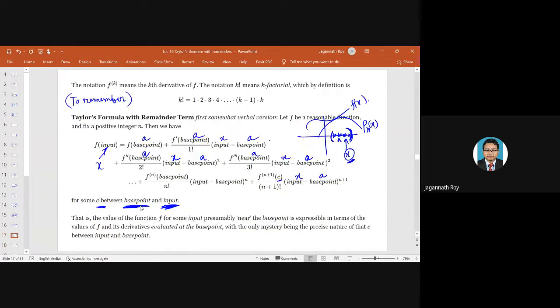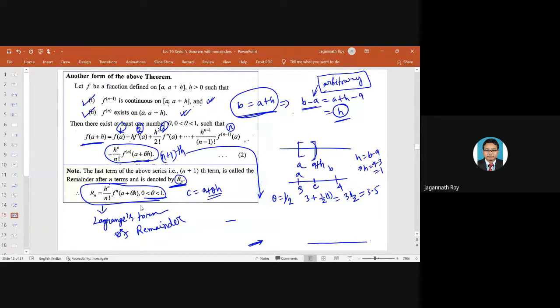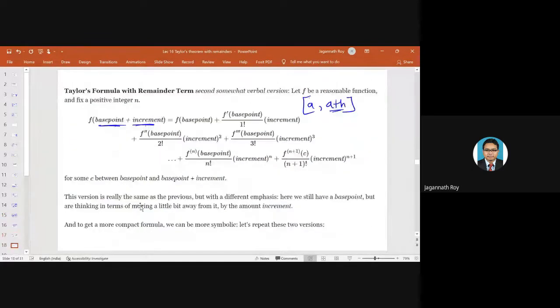A is our base point, and then the increment, a plus h. Okay, if you look at the second expression, here it is. This is base point and the increment is h. So this is a. The second expression is a plus h. This is h, this is h square, this is h cube, this is h to the power n, h to the power n plus 1. Okay, so this is base point plus increment, and in between the point c. So that is why we can now just summarize this expression of this form.